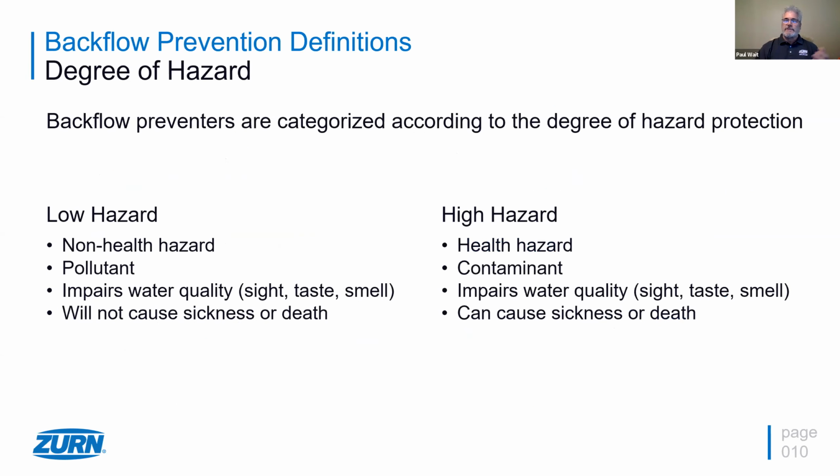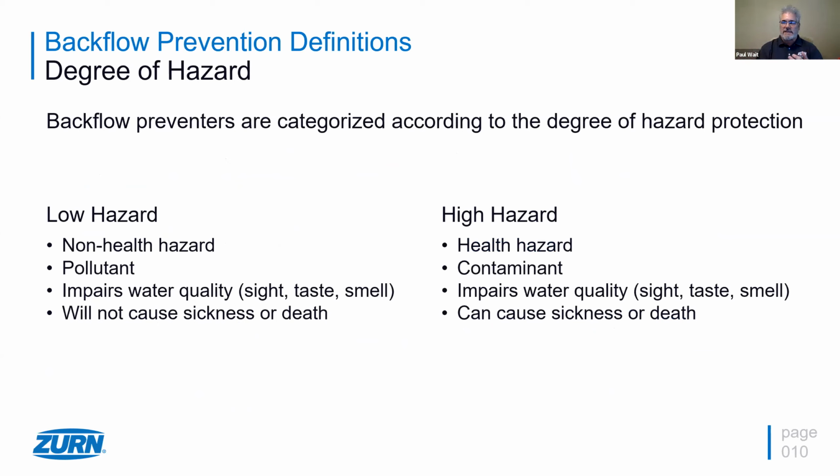So degree of hazard is pretty easy here in North America. We only have 2 degrees of hazard, low hazard and high hazard. Low hazard is basically anything that can get into the water that does not cause sickness or death. So it could be impaired by the sight or the taste or the smell. It is a pollutant generally, but it's a non-health hazard. So that's low hazard.